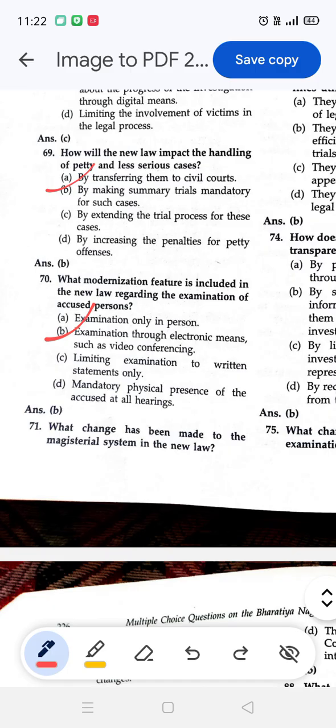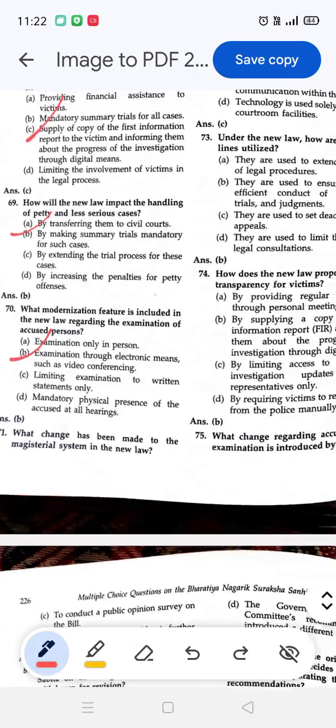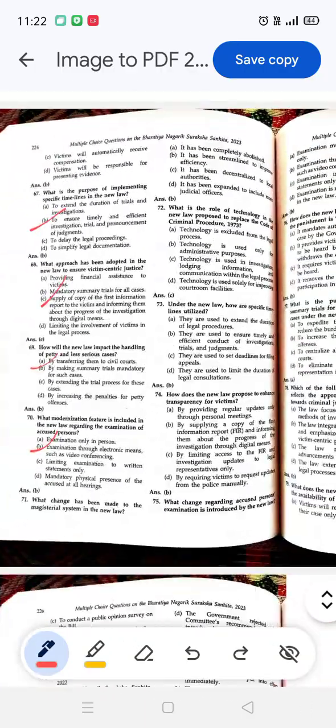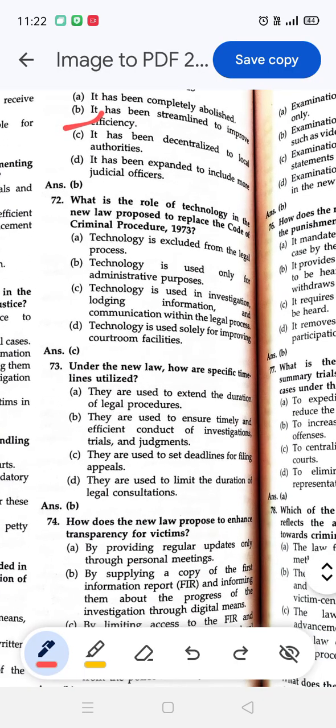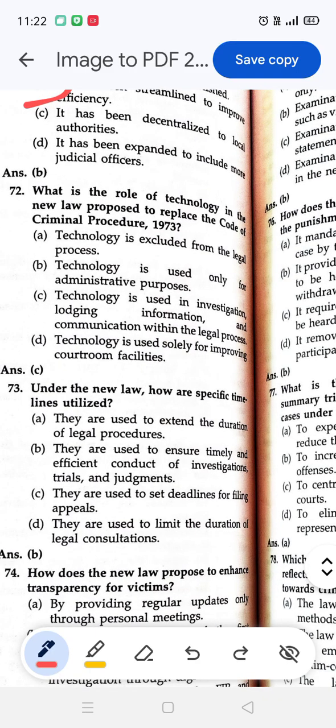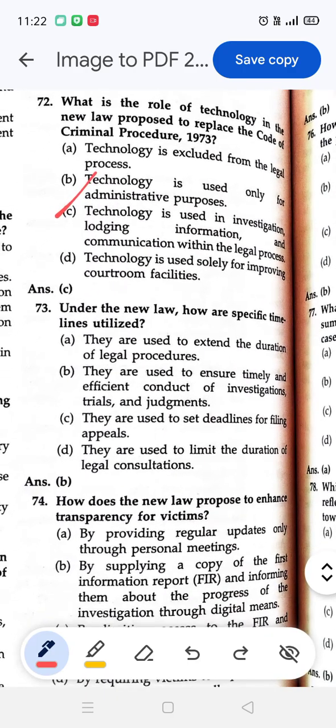What changes has been made to the magisterial system in new law? So option B is correct. It has been streamlined to improve efficiency. What is the role of technology in new law proposed to replace the Code of Criminal Procedure? So option C is correct. Technology is used in investigation, lodging information and communication within the legal process.